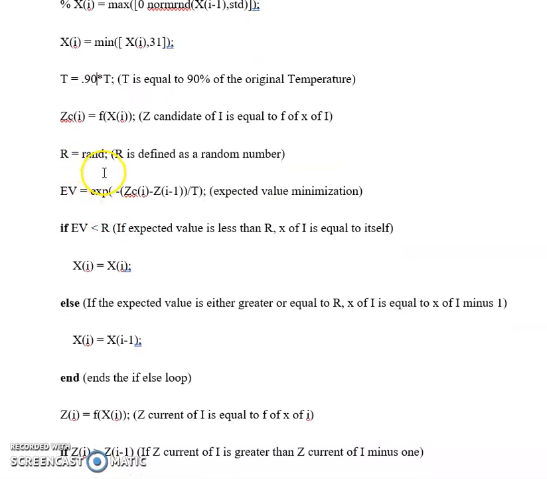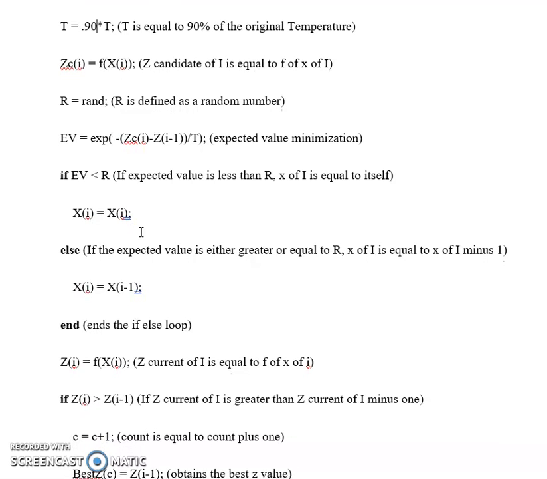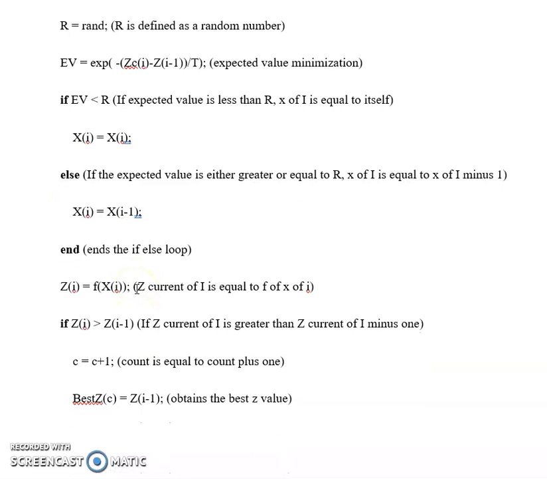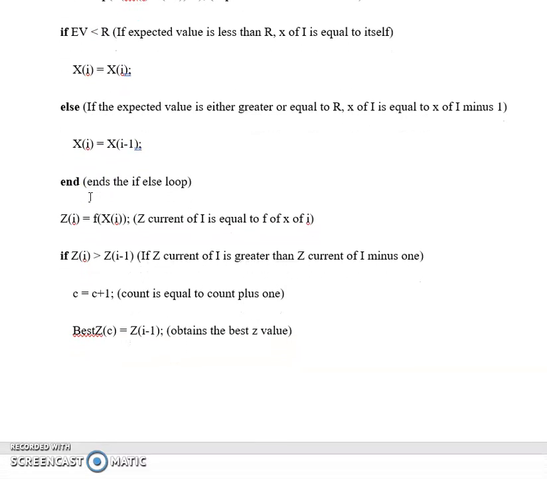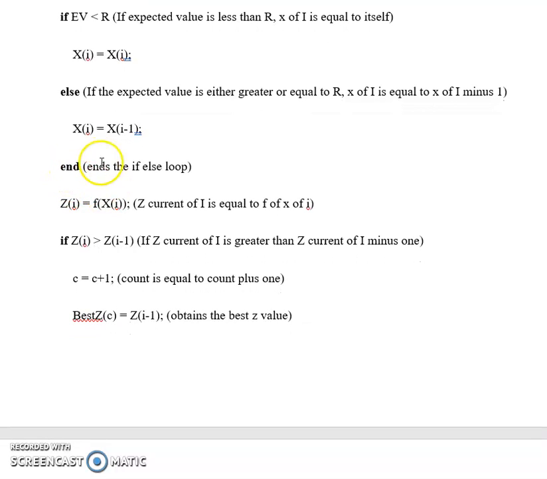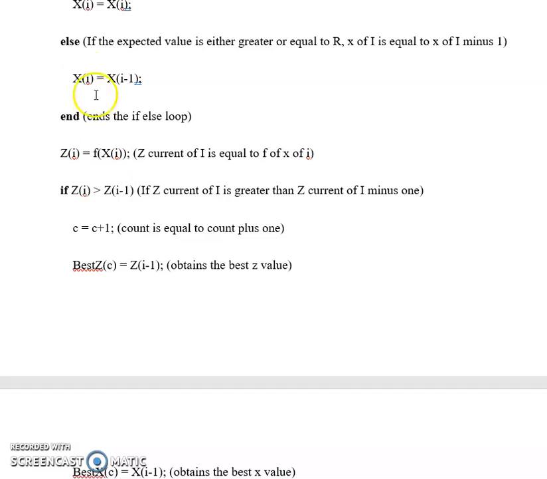R is going to be defined as just a random number. Our expected value minimization problem is as followed. Looking at expectation of negative Z candidate of I minus Z current of I minus 1 over T. If the expected value is less than R, x of I is going to be equal to itself. You have an else statement here where if it is not, so if it's either greater than or equal to R, then x of I is going to be equal to x of I minus 1. Then we're going to have our end, which is going to end this if else statement.